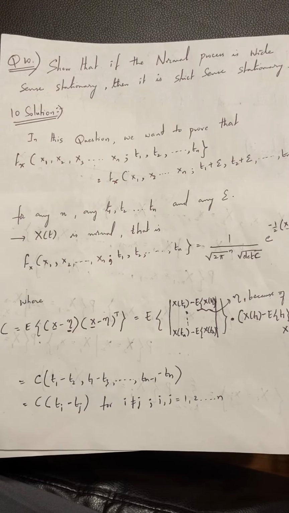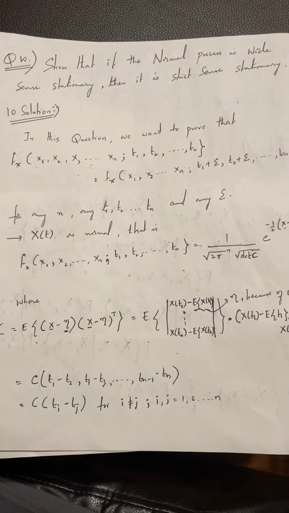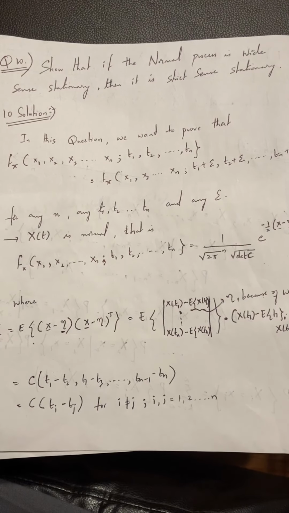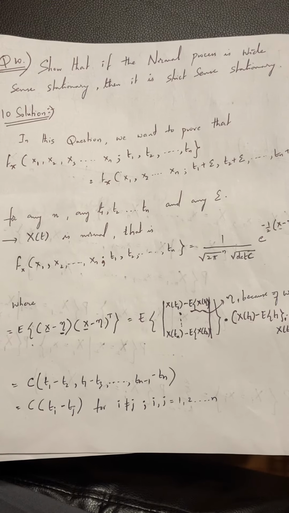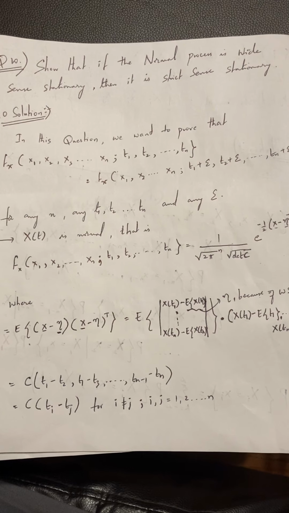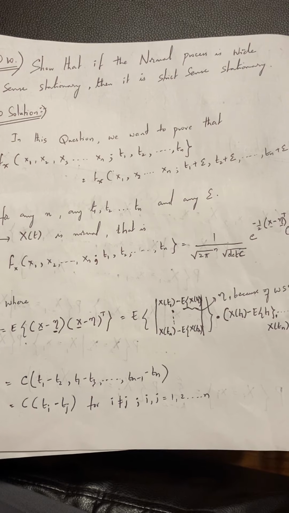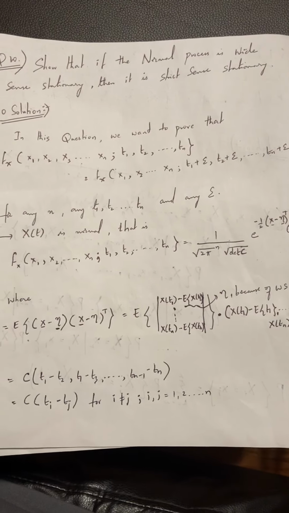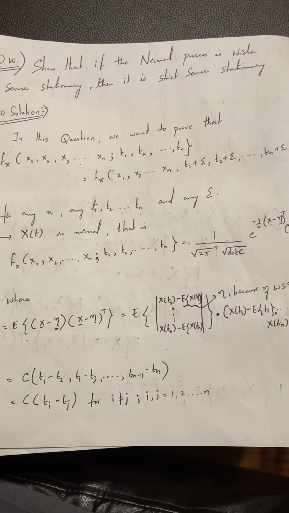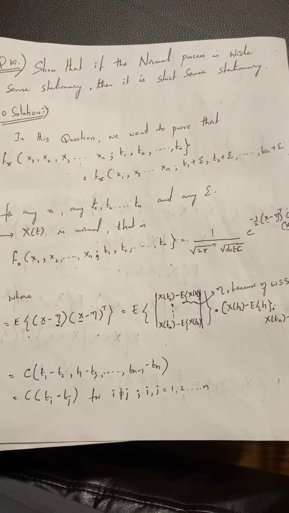So for this question, we basically want to prove that fX(x1, x2, and so on up to xn) for time instances t1, t2, and so on up to tn is equal to fX(x1, x2, and so on up to xn) for time instances t1 plus epsilon, t2 plus epsilon, and so on up to tn plus epsilon. This is for any n, for any t1, t2, and so on up to tn, and for any epsilon.